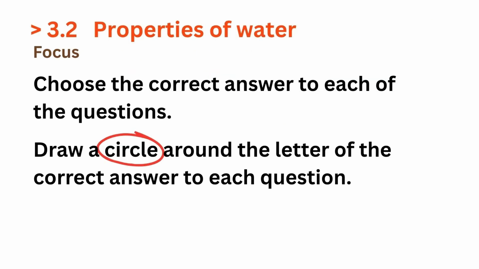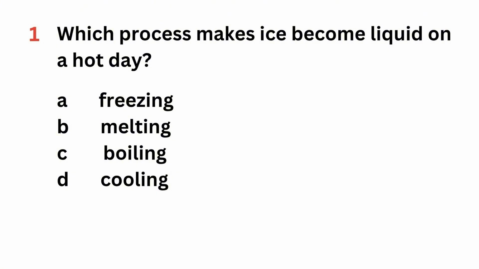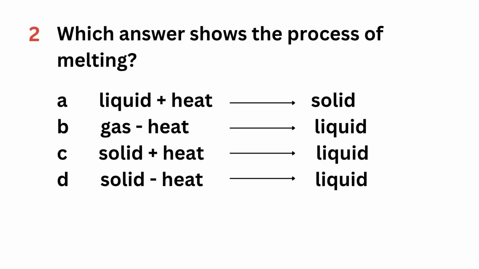3.2 Properties of water. Focus. Choose the correct answer to each of the questions. Draw a circle around the letter of the correct answer to each question. Number 1. Which process makes ice become liquid on a hot day? B. Melting. Question 2. Which answer shows the process of melting?